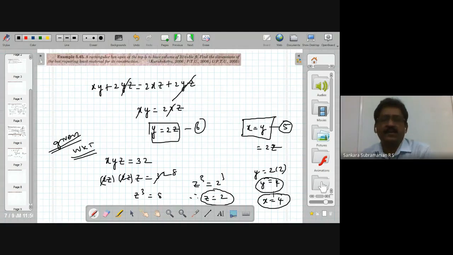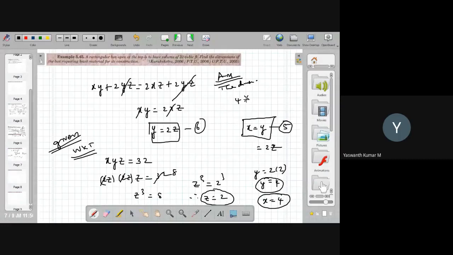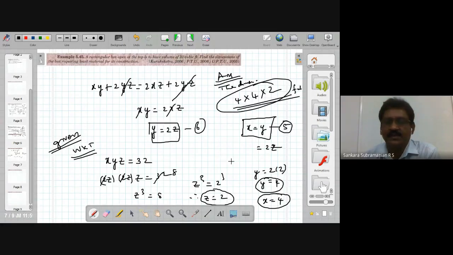So at last we got the answer. You have to say that the dimensions are length 4, breadth 4, and height 2 feet. If you do it in this manner, then the surface area will be minimum.